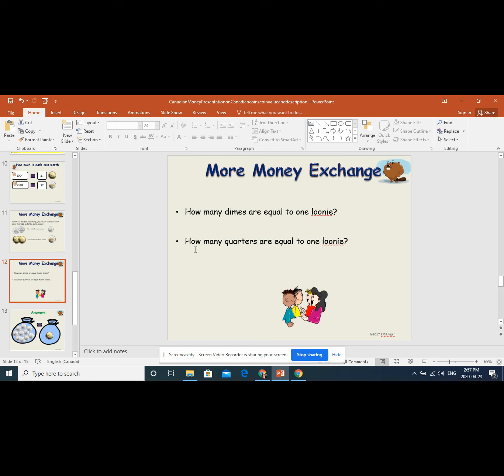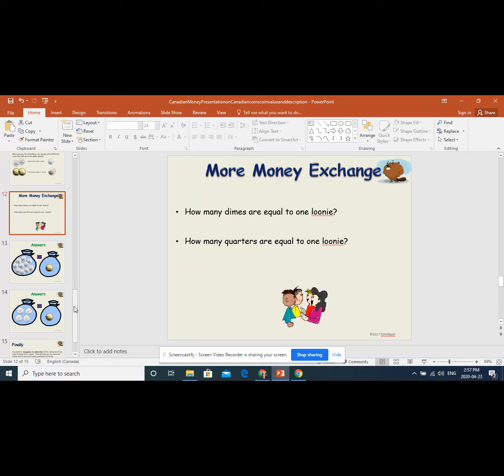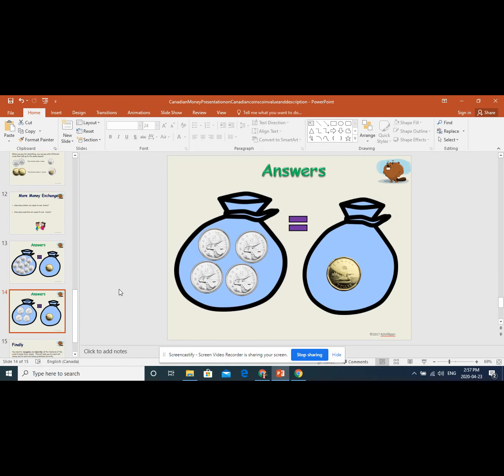Ooh, this one's even trickier. How many quarters are equal to one loonie? So remember, quarters are worth 25 cents, and loonies are equal to 100 cents. So how many times do I need to add 25 plus 25 to get to 100? All right, let's see if you're right.